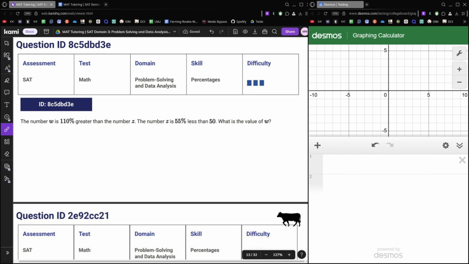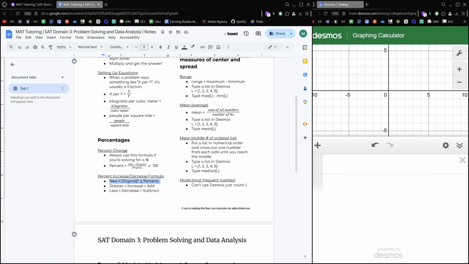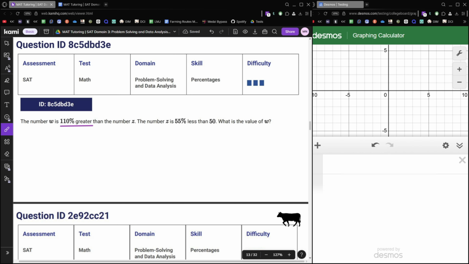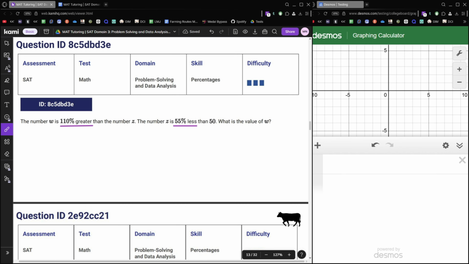Slide number 13. Here they tell us that the number w is 110% greater than the number z. Real quick, 110% greater, that means we're going to be using the percent increase formula, so put a plus sign there. And then they tell us the number z is 55% less than 50. So that would be percent decrease because it's less. So we would use a minus sign or a subtraction. And then they ask us to find the value of w.